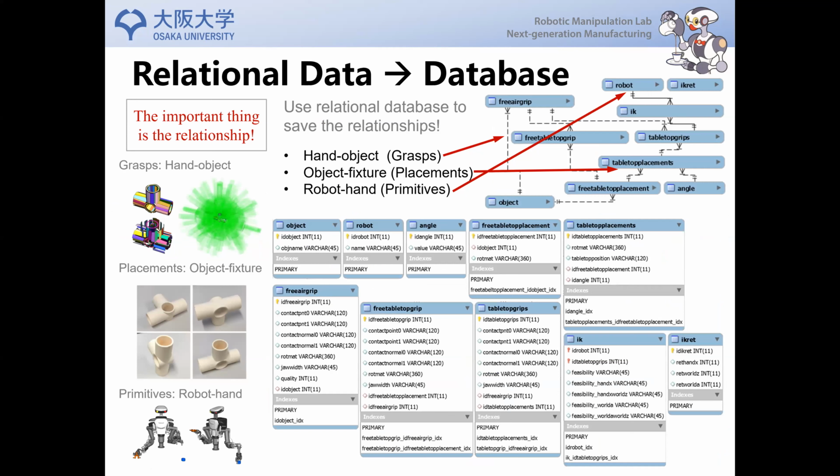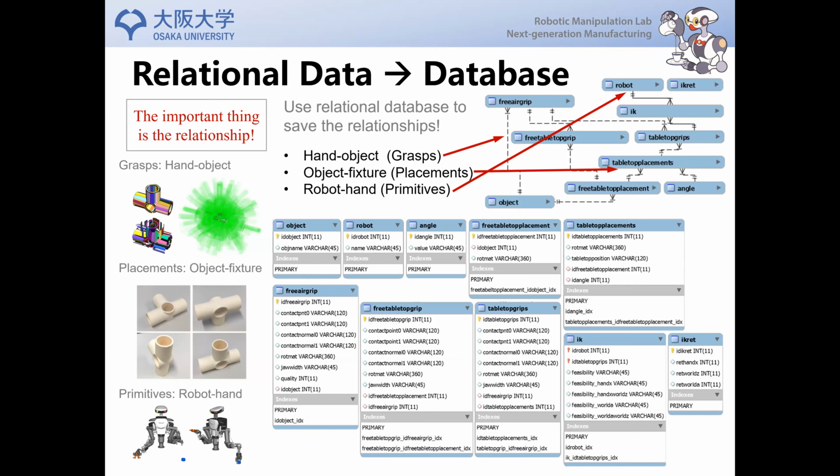And in the process, we have a bunch of data. During the planning, we plan the graphs. And during the placements, maybe there is a placement plan. All of those data will be saved in a database. We are using a relational database because we have the relation between hand and object, the relation between an object and a fixture, and also a relation between a robot and a hand. We use a relational database to save the data as well as their relations.